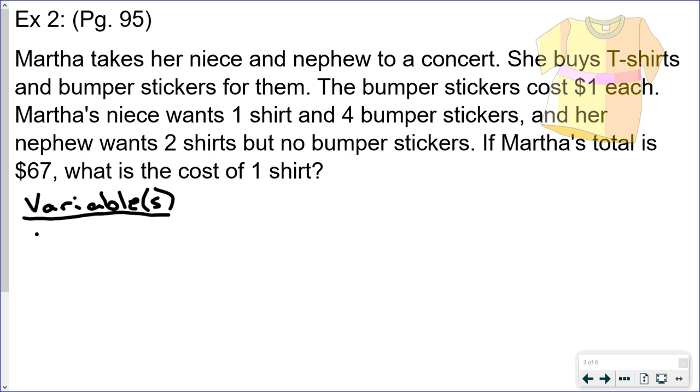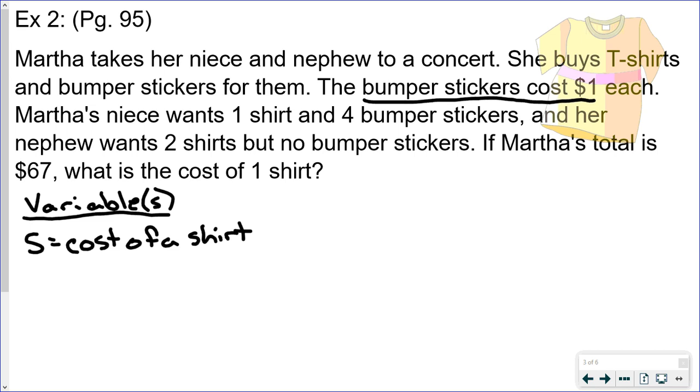So I'm going to use S for cost of a shirt. So that's our unknown. Now you might say, what about the bumper stickers? Isn't that a variable? And the answer is no, because they tell us right here that the bumper stickers cost $1 each. So that's why it's not a variable, it's a known value. All right, so now let's move on to the equation.